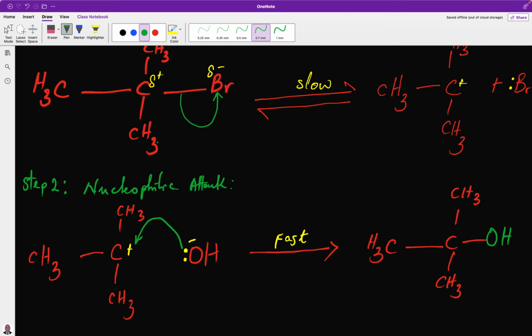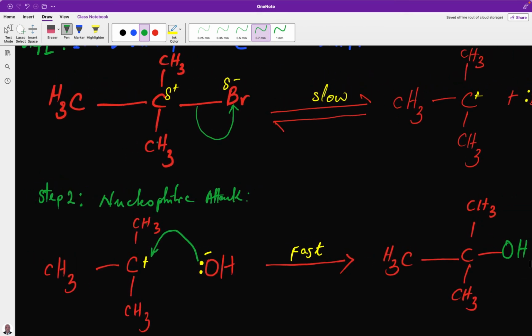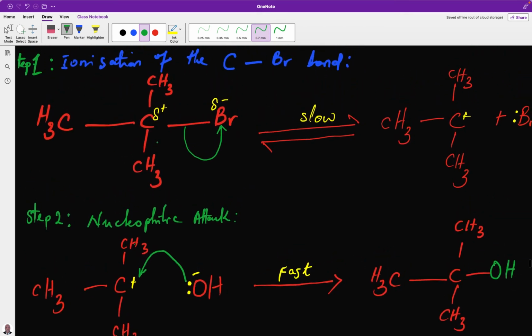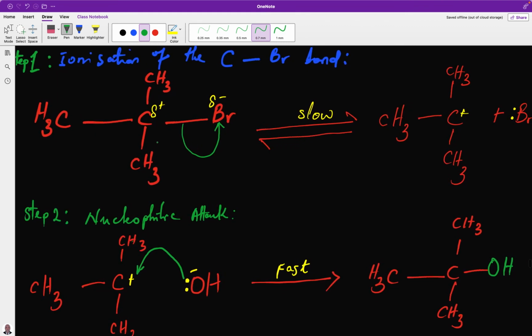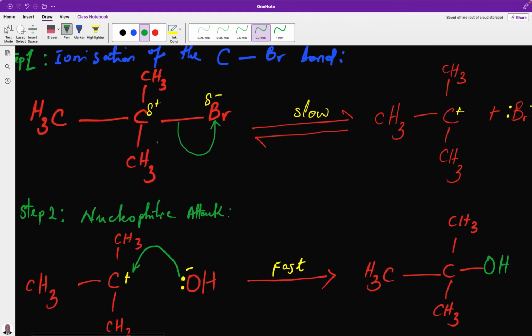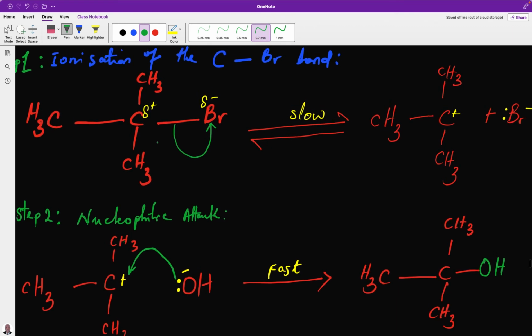The first step, I said this was step number 1, ionization. Ionization of the carbon-bromine bond. And I said the carbon-bromine bond is polar. For that purpose, bromine draws all electrons towards itself. And because of it, this is a slow reaction. Within this reaction, bromine is the only species really acting here.